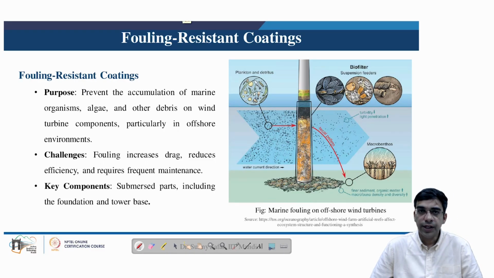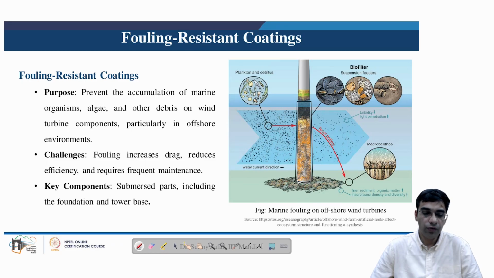Next type of coatings are fouling resistant coatings. As the wind turbine blades are installed in offshore locations, or these wind turbines, the towers of the wind turbine are submerged in water, especially in the seabed. So the purpose of fouling resistant coating is to prevent accumulation of marine organisms, algae or other debris on the wind turbine components, particularly in offshore environments.